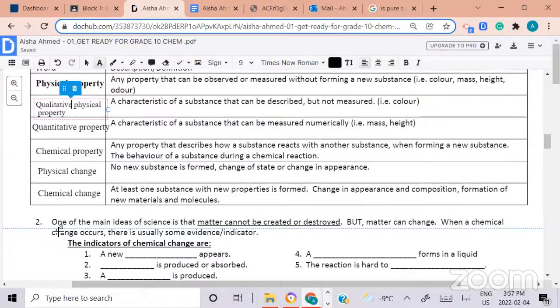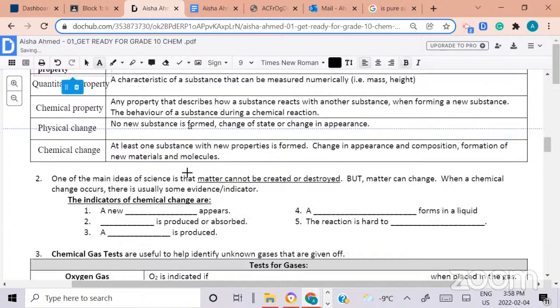Okay, now chemical change, last one, is at least one substance with new properties is formed, change in appearance and composition, formation of new materials and molecules. So that's pretty self-explanatory. We are definitely adding more atoms or changing the whole fundamental buildup of that substance. Okay, next. You good with that? Yes, ma'am. Okay, so start reading number 2.